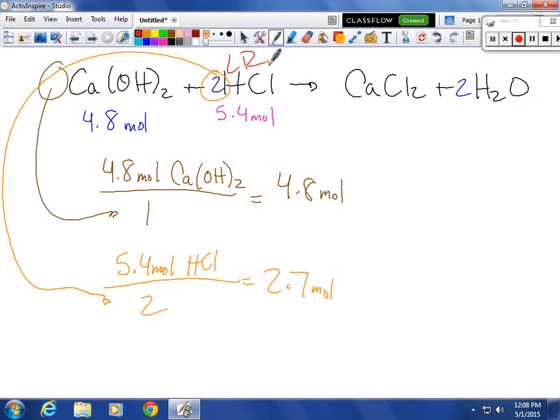Now, by definition, what is a limiting reactant? It runs out first. So that's interesting. I started out with more moles of HCl, but did my fewer moles of calcium hydroxide clean up the spill? It sure did. Chemically speaking, why do you think that's true?